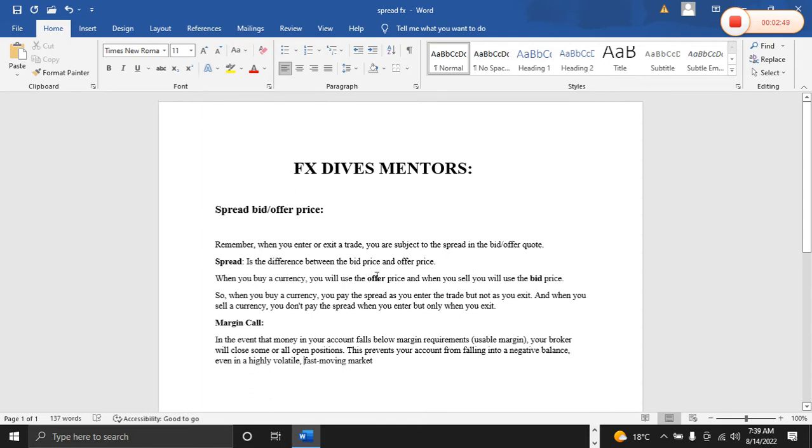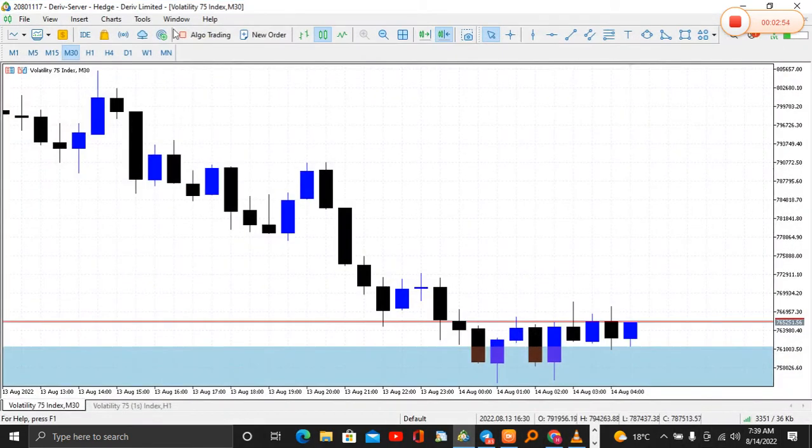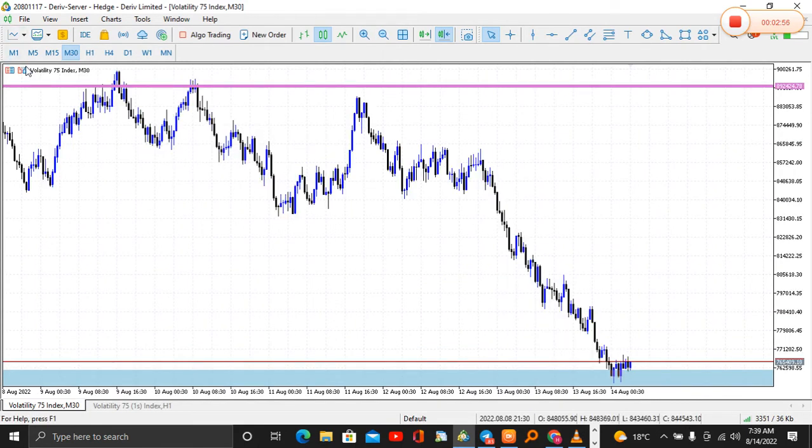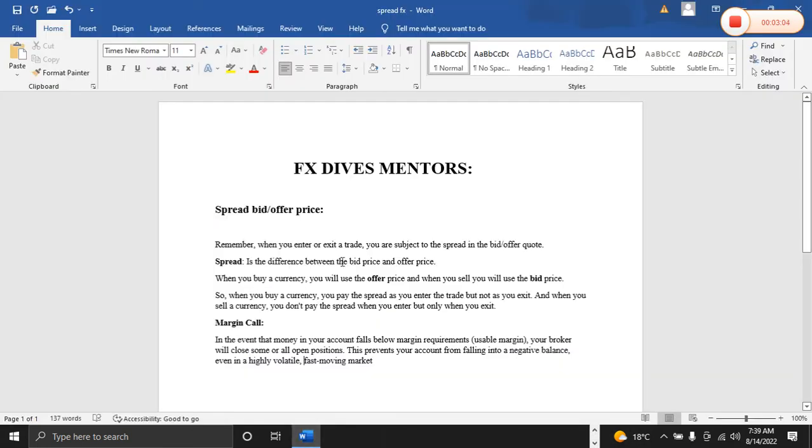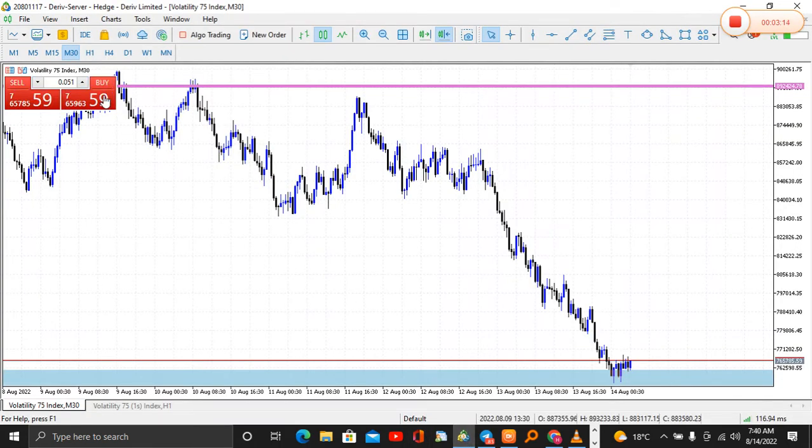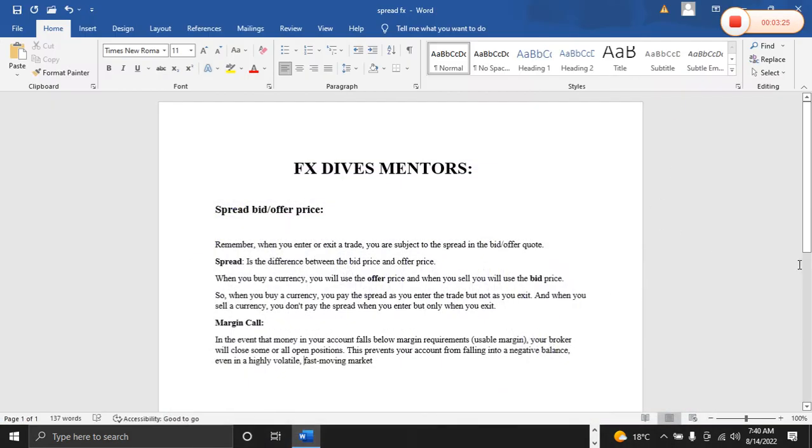So when you're placing your trade, let me first go back to the charts. When you look here, we have sell and buy. Now we say when you're buying a currency, you will use the offer price. So now when you come back to our charts, this is our buy button, so that means this is our offer price. When you are selling, this is our bid price. I hope now we are together.